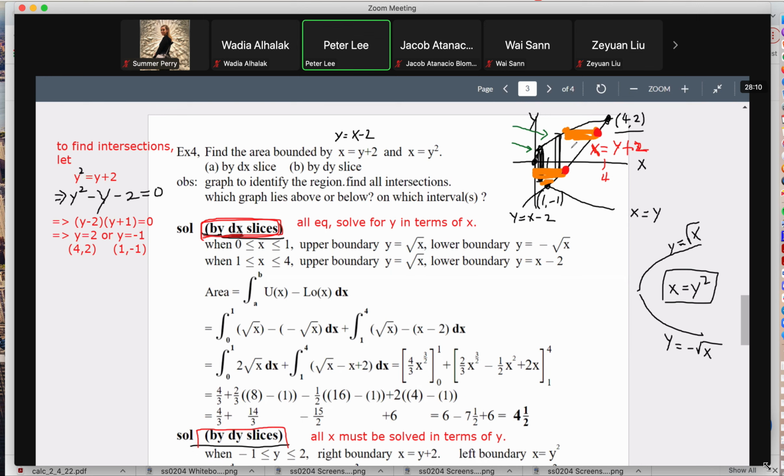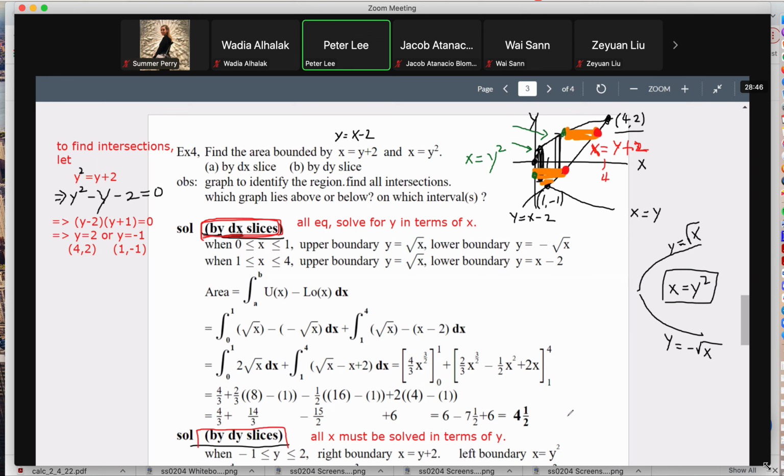And then the lower boundary, in this case, I call this the left boundary. The left boundary, I'm going to mark it in green. This one and that one. But as you can see, both endpoints lie on the same curve, and that is still x equals y squared. So we have only one right boundary function and only one left boundary function. Therefore, in dx slicing, we have two intervals, but in dy slicing, we only have one interval, that's it.